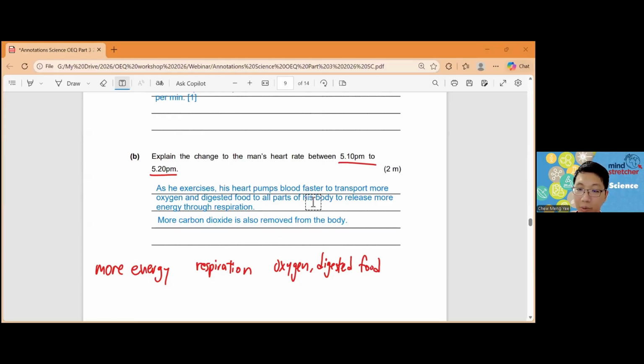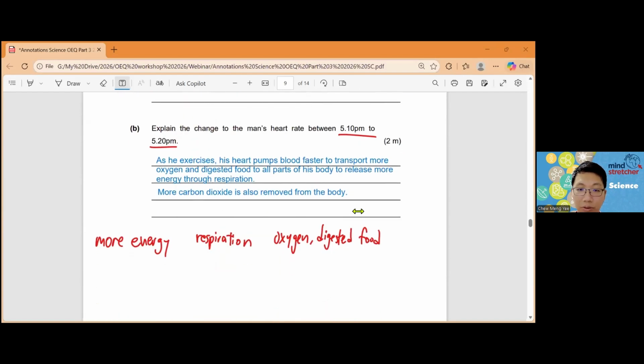All right. Do we need to write a conclusion? Not for this question. We are not writing a conclusion here. There's nothing on conclusion. Okay.